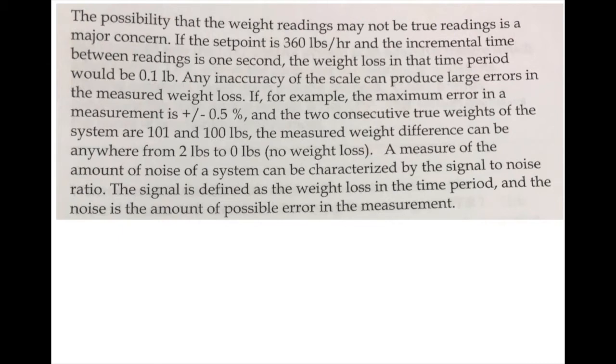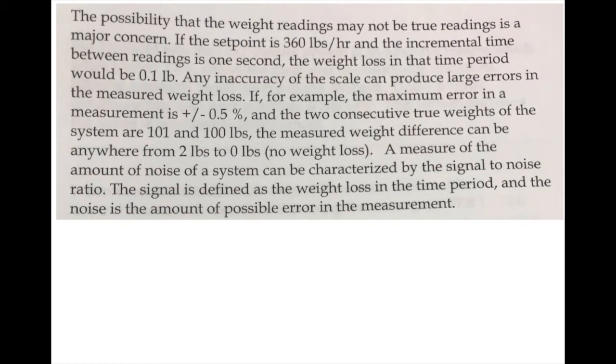The possibility that the weight readings may not be true readings is a major concern. If the set point is 360 pounds per hour and the incremental time between readings is 1 second, the weight loss in that time period would be 0.1 pounds. Any inaccuracy of the scale can produce large errors in the measured weight loss. If, for example, the maximum error in a measurement is plus or minus 0.5%, and the two consecutive true weights of the system are 101 and 100 pounds, the measured weight difference can be anywhere from 2 pounds to 0 pounds.